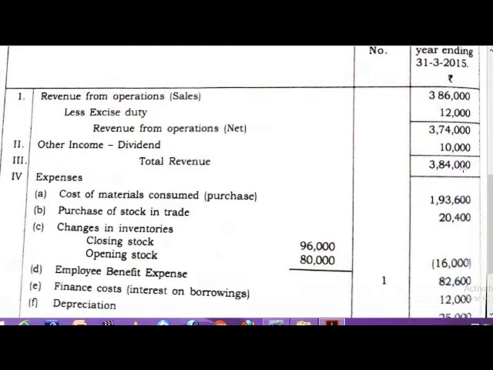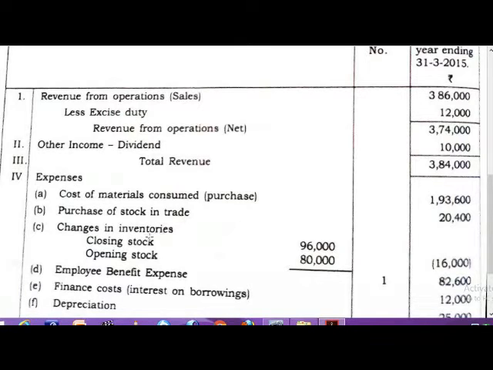The next head is expenses. The expenses include cost of materials consumed. The cost of materials consumed includes purchase of raw materials. Purchase of raw materials is 1,93,600. And the next expense is purchase of stock in trade. The purchase of stock in trade is 20,400.